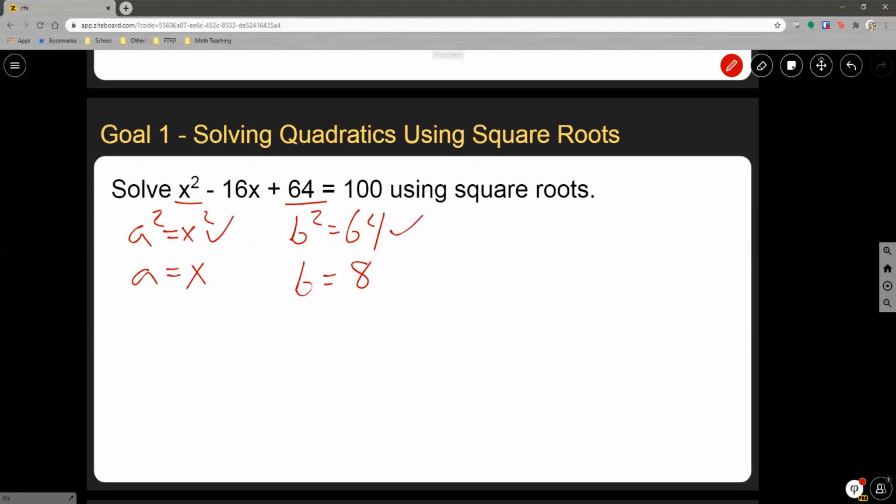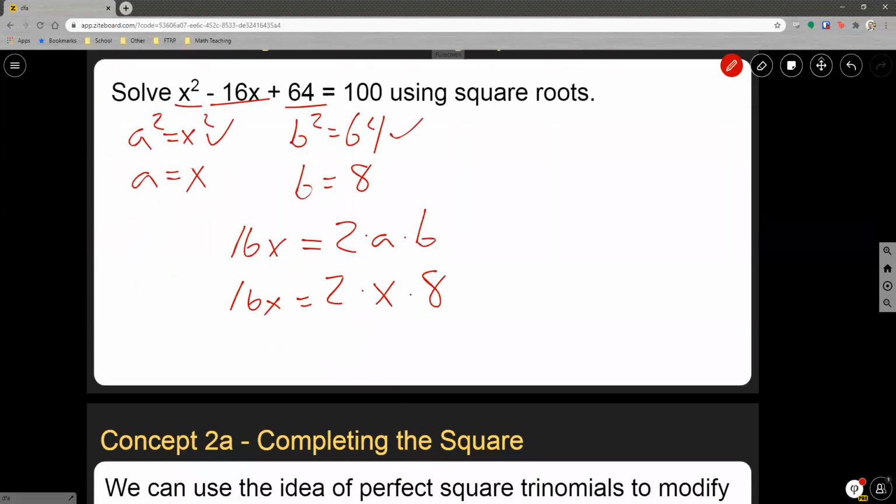So all I have to do is check out that middle portion. My negative 16x should be equivalent to 2 times a times b. Remember, my a value we're assuming is x, my b value we're assuming is 8. And, oh, the negative sign, I should not have that there. I'm just looking at 16x right now. The negative sign is just part of the equation. Well, in this case, if I've got 2 times a times b, 2 times x times 8, well, that definitely works out to 16x on the right side. So I have the same value on both sides of the equation. So that definitely works out too.